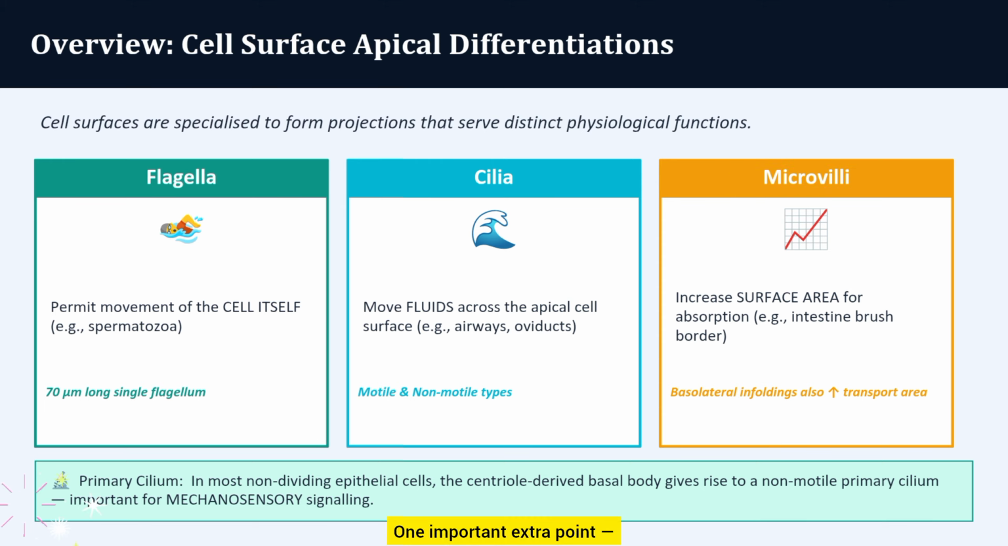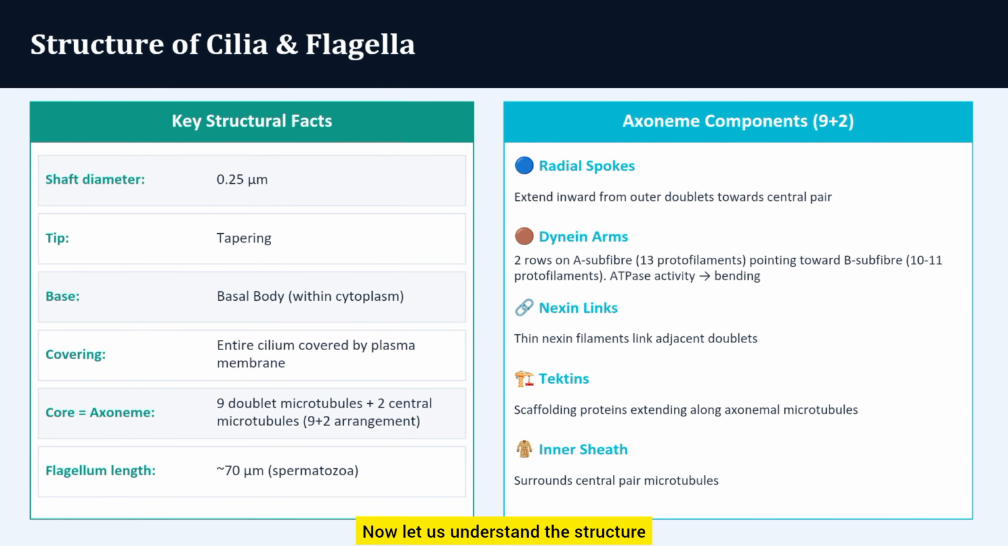One important extra point, in non-dividing epithelial cells, a primary cilium is formed from a centriole-derived basal body, and this has a mechanosensory role. Remember this. Now let us understand the structure, and this part is very important because it is directly asked in exams.